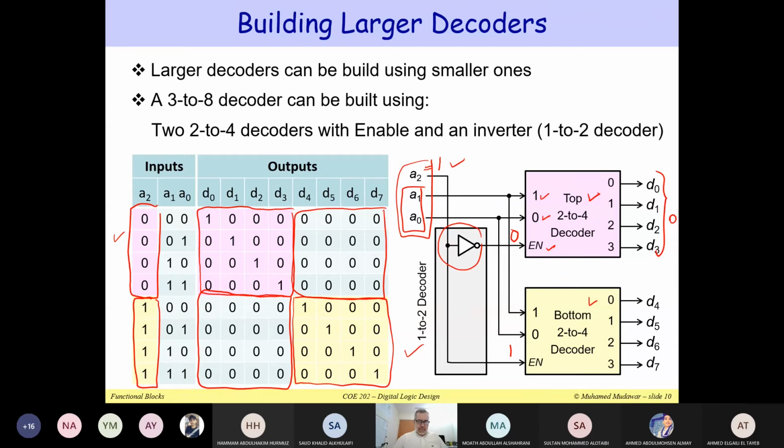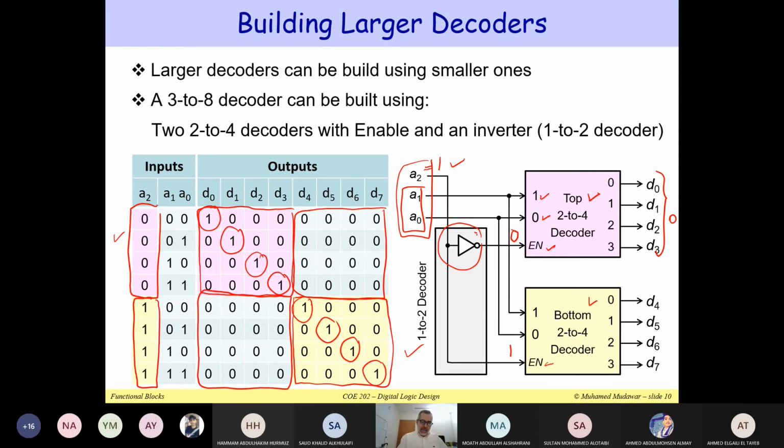But notice that we have used here the enable input to enable one of them and to disable the other one. So notice the ones here along the diagonal, and you have only one of the outputs equal to 1, and all the remaining outputs are zeros. So this is a 3 to 8 decoder.